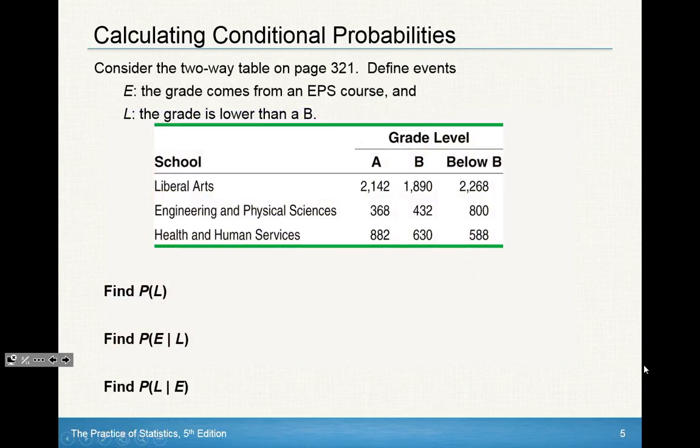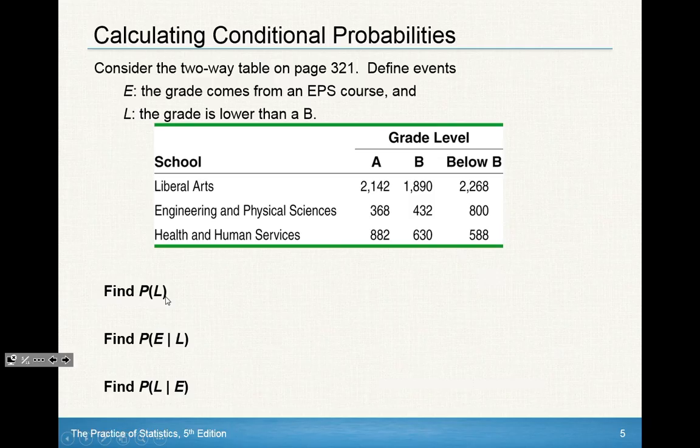Consider the two-way table on page 321. Define events. E is that the grade comes from an EPS course, EPS standing for Engineering and Physical Sciences. And L is that the grade is lower than a B. As I was looking at this problem, I kept trying to refer back and call L the liberal arts, so be really careful. I wish they would have called it something else. Event L has nothing to do with liberal arts. L means you've got lower than a B, so you're in the below B column.